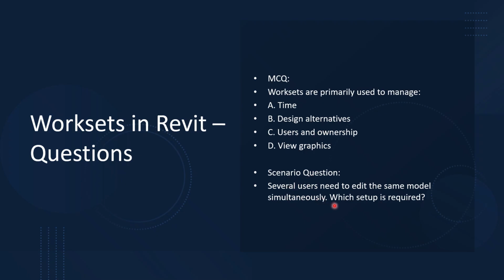Scenario-based question. Several users need to edit the same model simultaneously. Which setup is required? So if different users are working on the same model simultaneously, we need to use worksets and assign worksets to a particular user, and then everybody would be able to work on a particular part of the model. Everybody would be able to collaborate and communicate during the design.